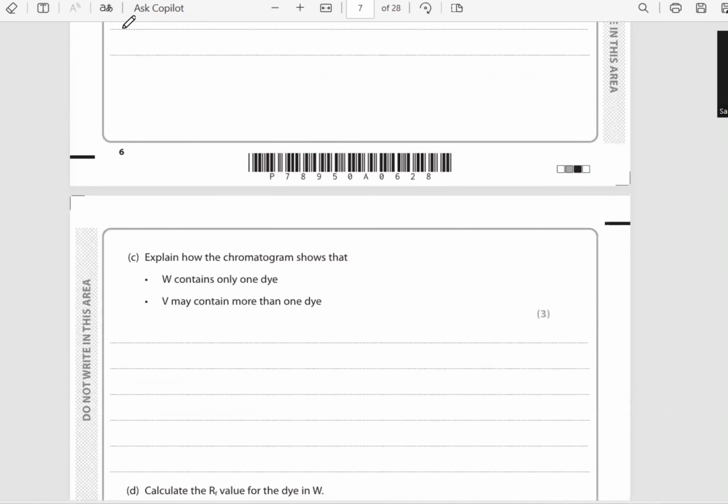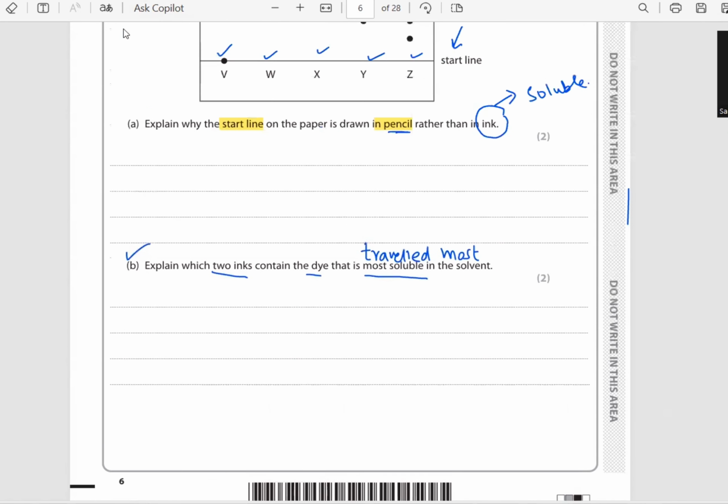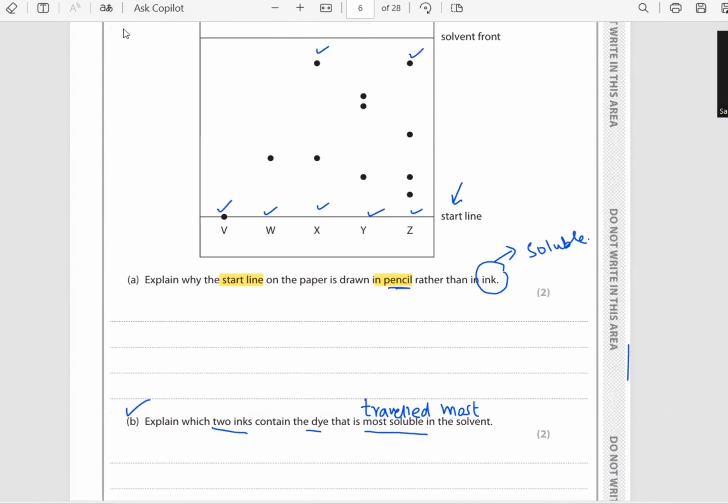Question number C, explain how the chromatogram shows that W contains only one dye. We may contain more than one dye. Let's see the W and V dye. Here we are looking that W is giving you only one spot as a result. So W is having only one dye. And V may contain more than one dye. Actually, it did not even travel. So it is showing that V is insoluble in this solvent.